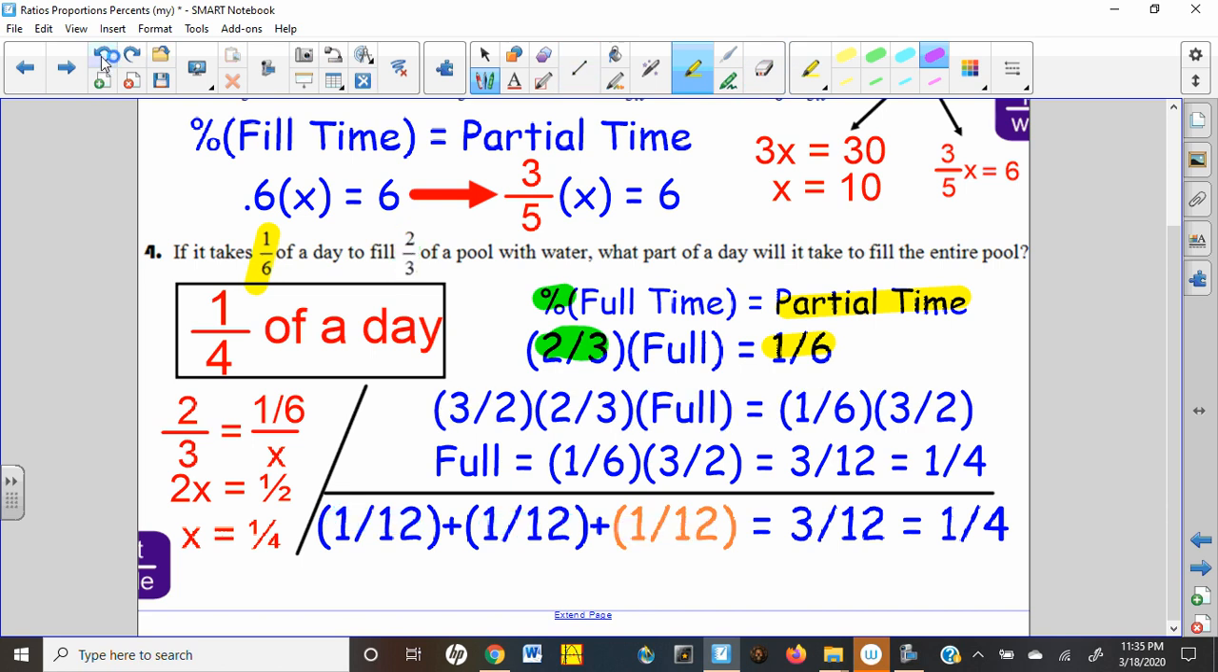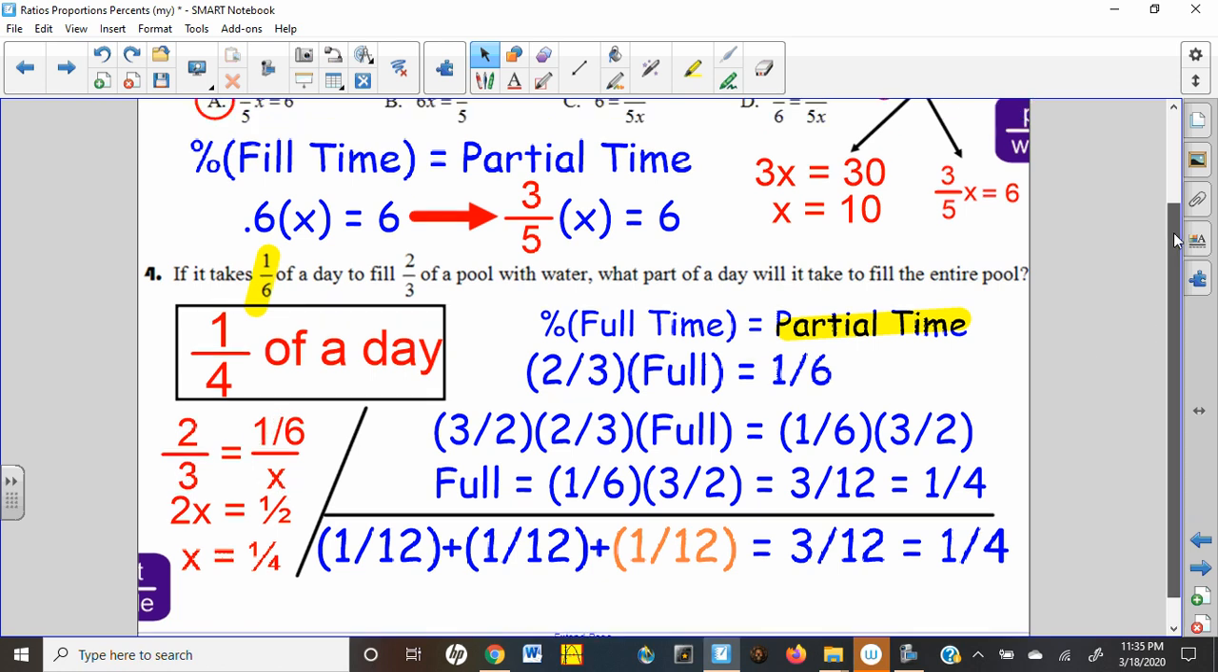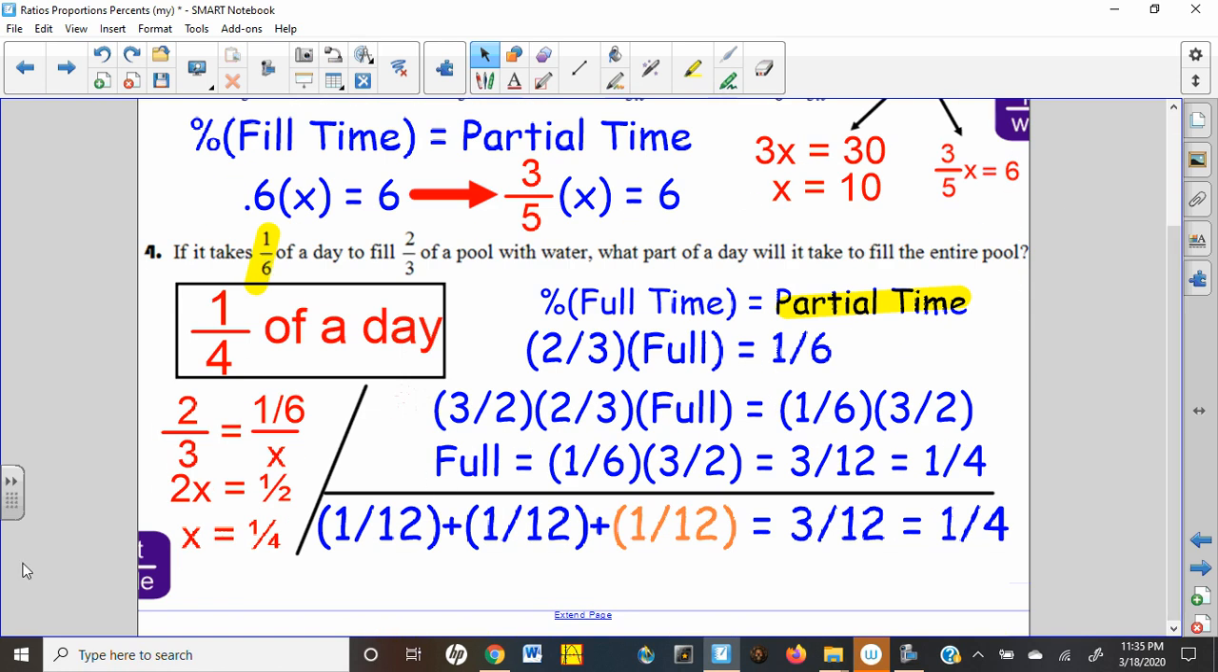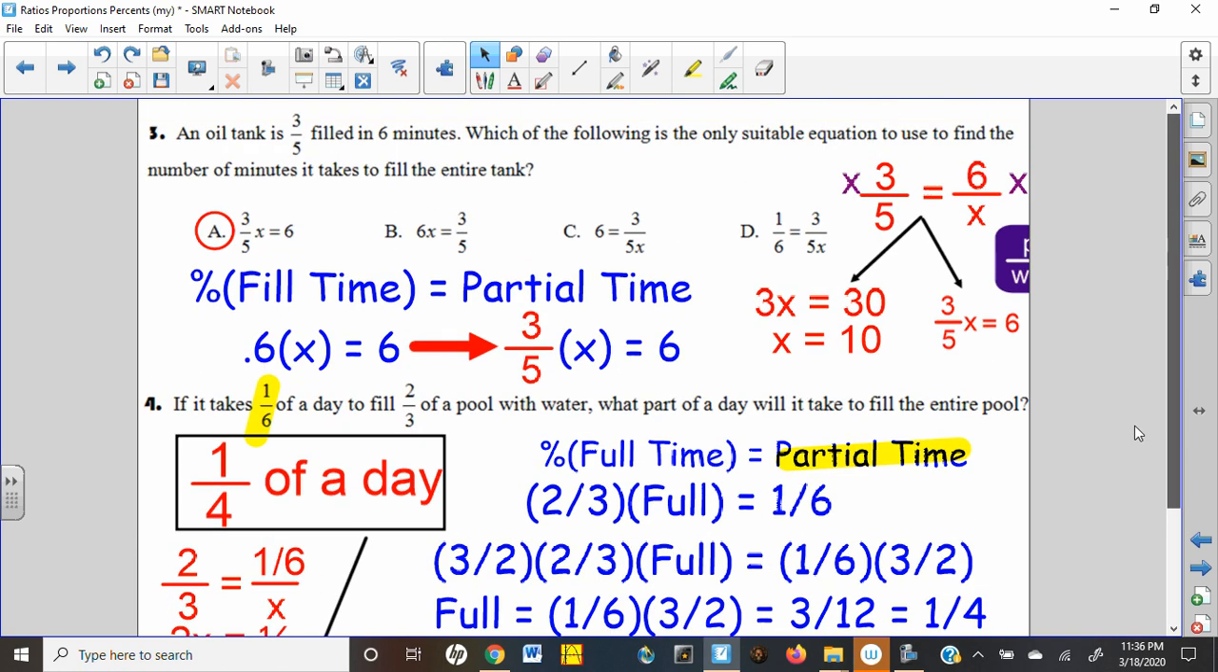And then finally, the way that we have over on the side is just setting up that proportion. 2 parts full out of 3 is 1/6 time out of x. So it's kind of like the way we did it up here, setting up that part to whole equation. Part of the fill over the whole fill equals the part of the time over the whole time. Part over whole equals part over whole. And you can see that cross multiplying, I get the exact same answer, 1/4. So a number of ways of doing that one. That's usually a problem that a lot of students struggle with a little bit. So hopefully that was helpful.